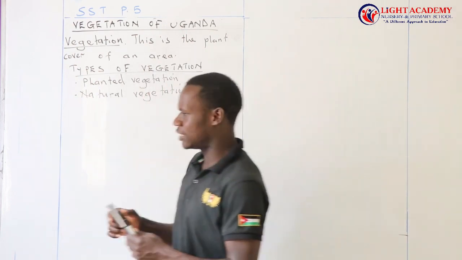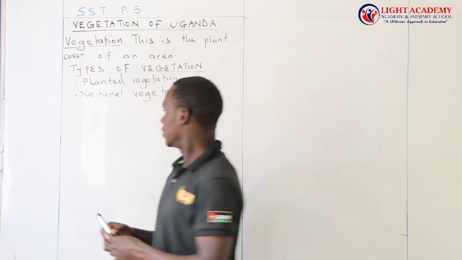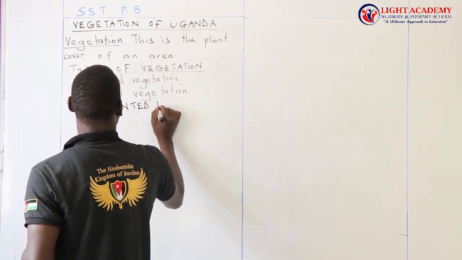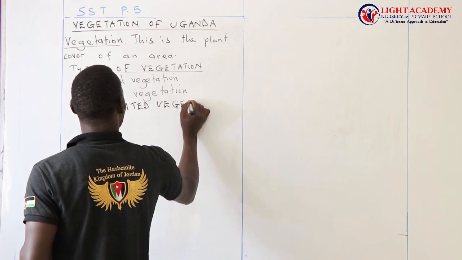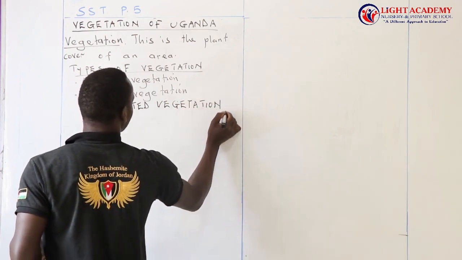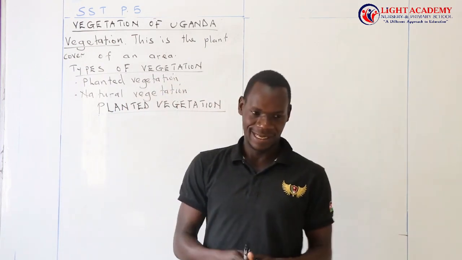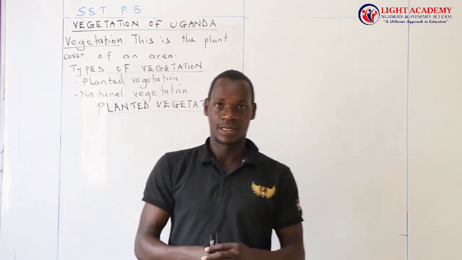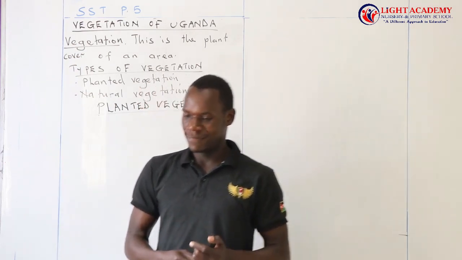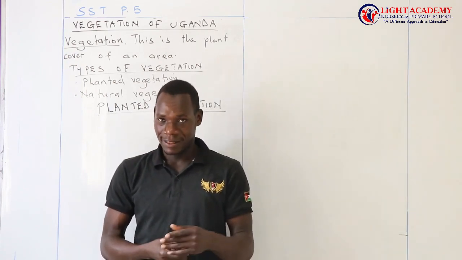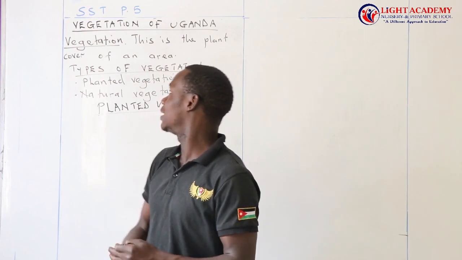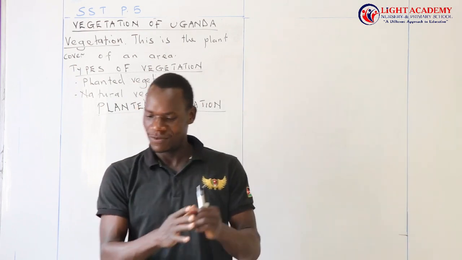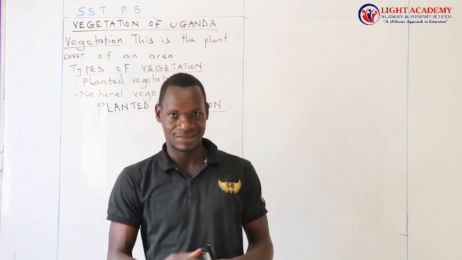Let's look at the planted vegetation. How does it look like? Planted vegetation. They always ask students, they ask you learners, primary five, or in another class, they always ask, what is planted vegetation? How do you define planted vegetation? From our definition of the plant cover of an area, you just say planted vegetation. This is the plant cover of an area planted by man.